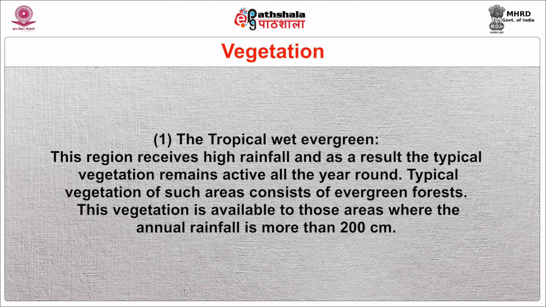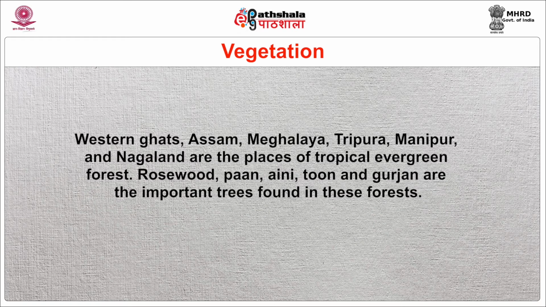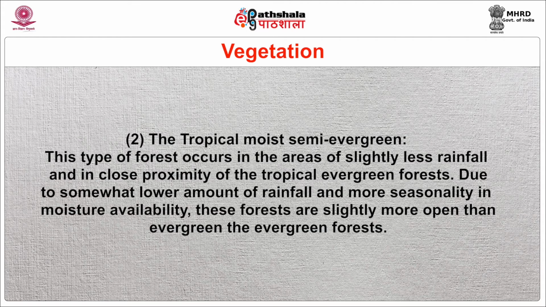This vegetation is available in those areas where annual rainfall is more than 200 centimeters. The Western Ghats, Assam, Meghalaya, Tripura, Manipur and Nagaland are the places of tropical evergreen forest. Rosewood, hopea, aini, toon and gurjan are the important trees found in these forests.